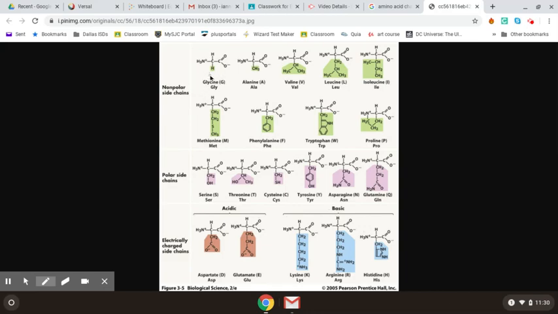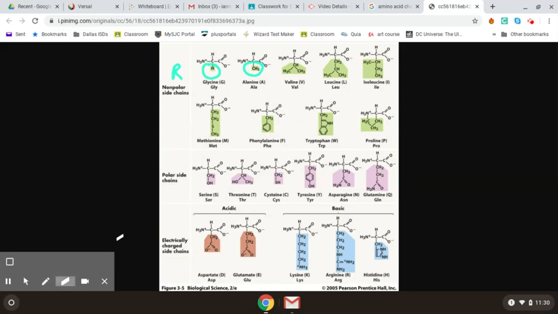But the part that varies on an amino acid is this highlighted part, and we call that the R group. This R group changes from one amino acid to another. Glycine has a hydrogen as its R group. Alanine has a CH3 as its R group. Valine has this structure as its R group. Tryptophan has this structure as its R group. And you can see that they're all different.